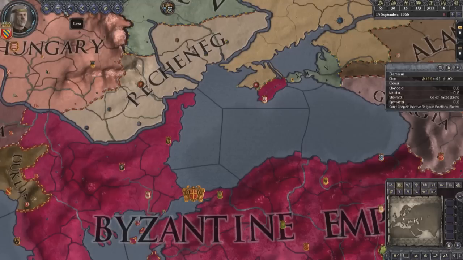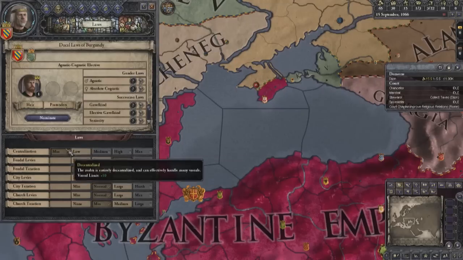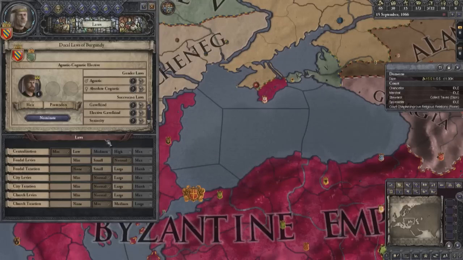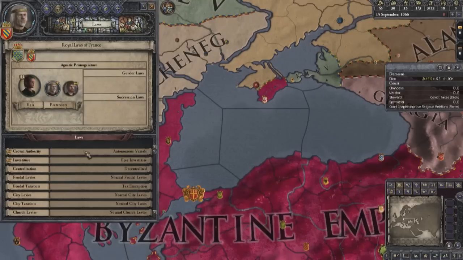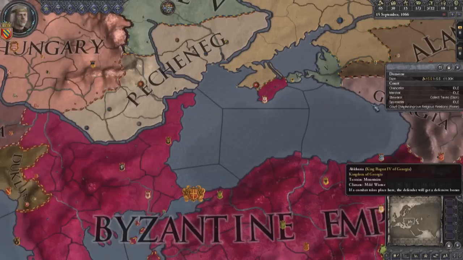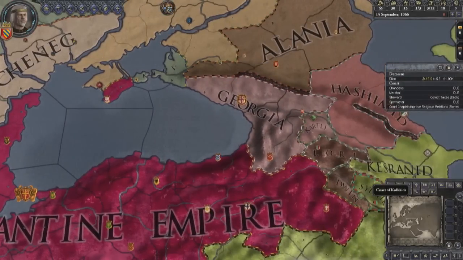Alright, so typically, if you're independent, if you're a king, you want to start increasing crown authority to medium and keep it there. This is centralization, but above here would be crown authority. If you look in France, there's currently autonomous vassals. There's also investiture laws if you're Catholic, which don't worry too much about those when you're first beginning.